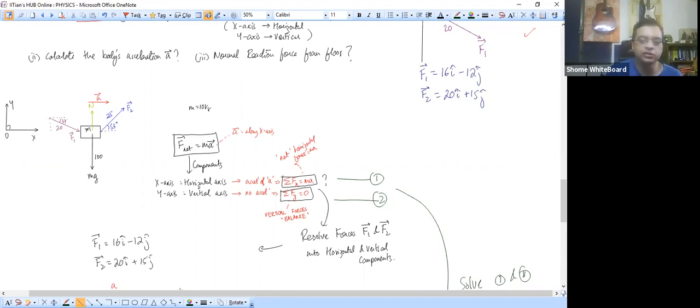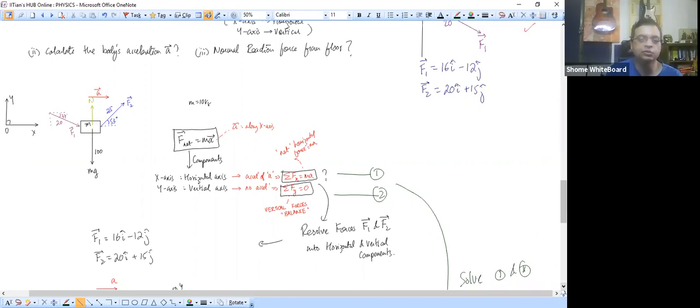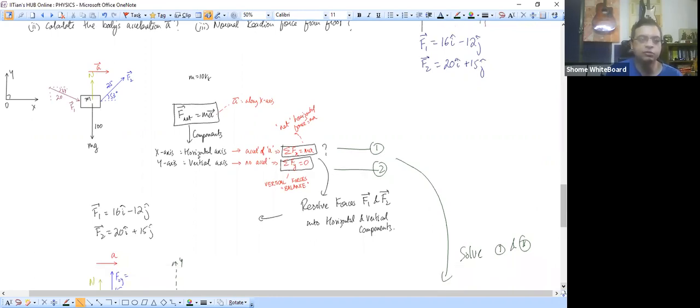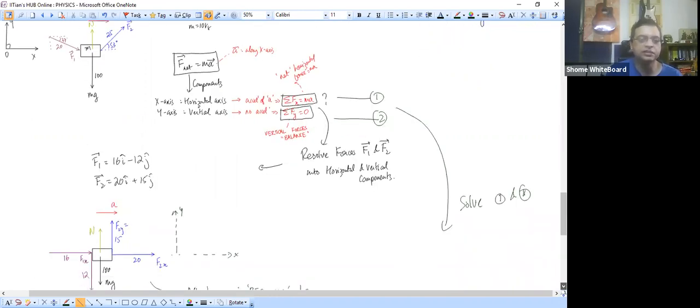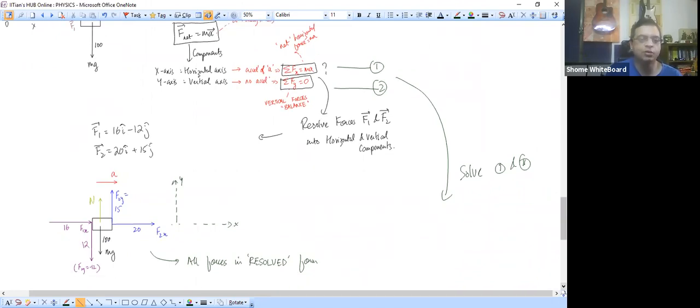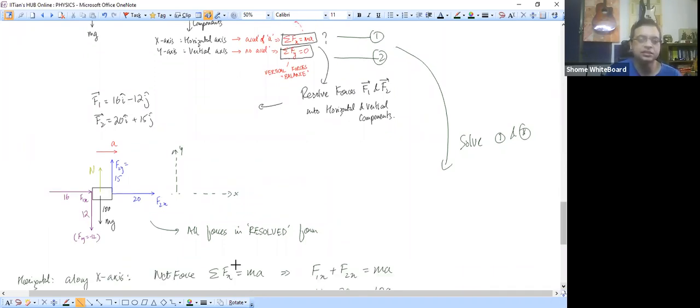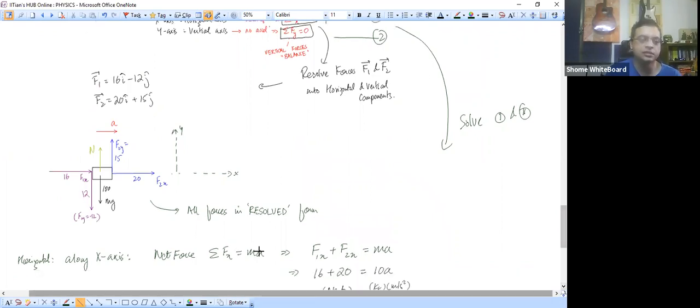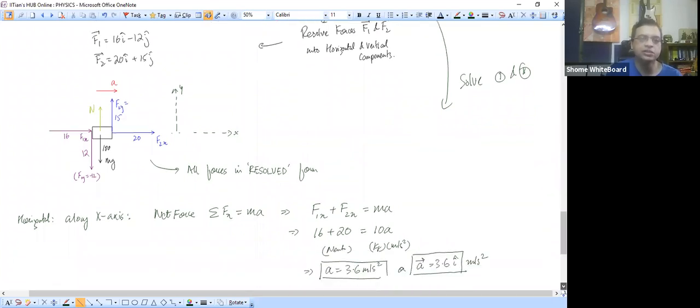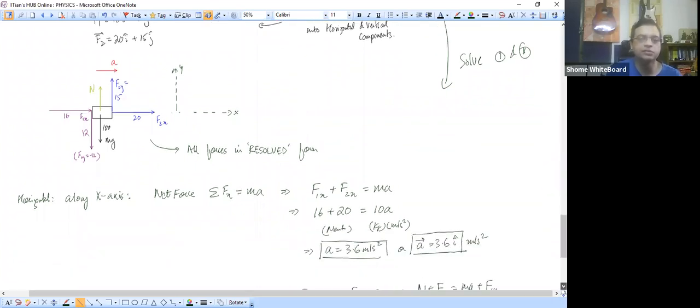And next what we do is we show all the forces acting on the body, but now in resolved form, such that they are in terms of their components, their x and y components. So that is this diagram now. And once you've got that, separately now we see what is happening along the x-axis. Along the x-axis, the net force is equal to mass into acceleration. And along the y-axis, what is happening? The net force is 0 because the forces must be balancing each other. Why? Because we know that the body is moving only horizontally. It does not have any vertical motion.